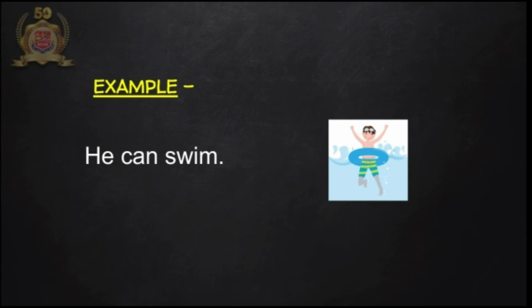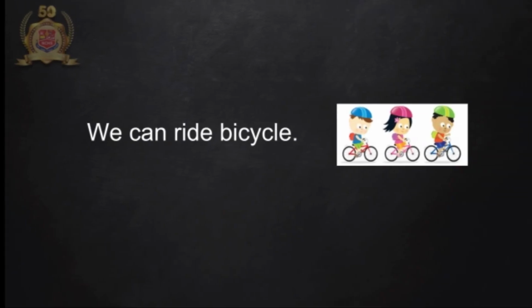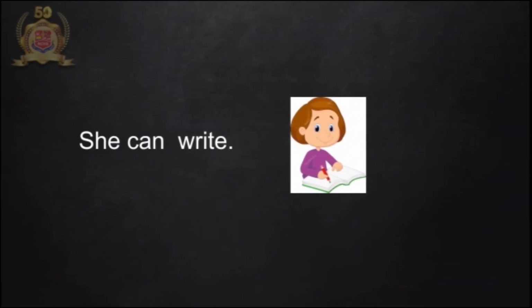Let's understand can with an example. He can swim. I can play cricket. We can ride bicycle. She can write. So children, here you can see that all these work we are able to do.